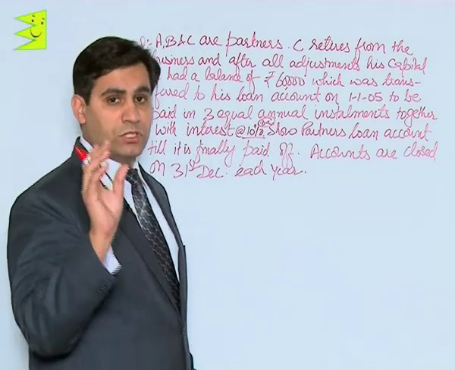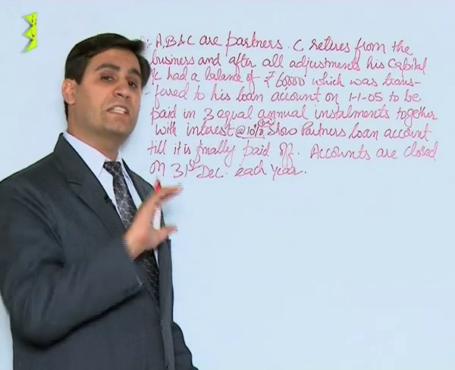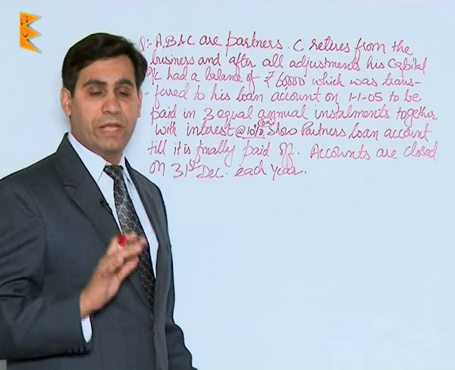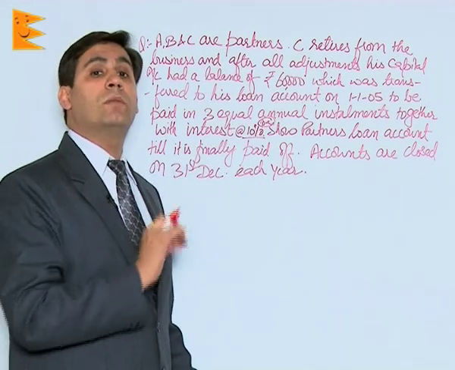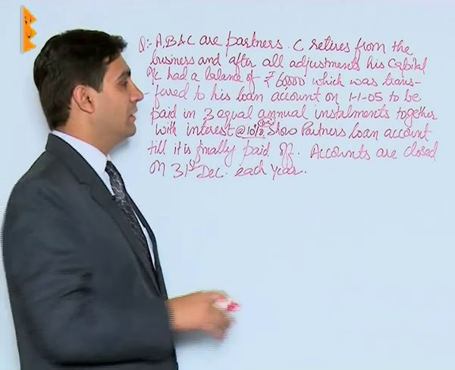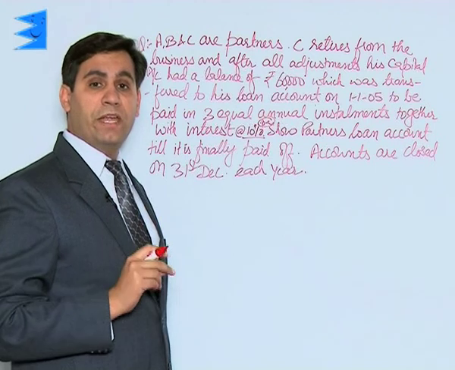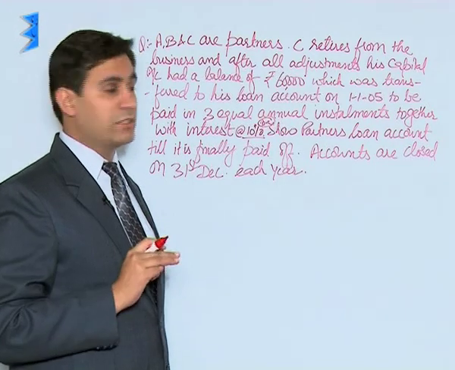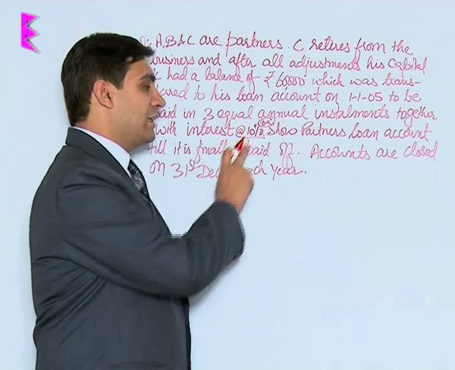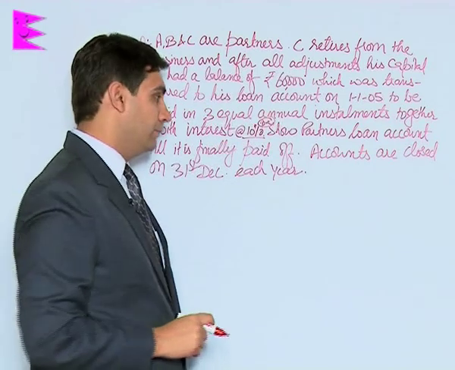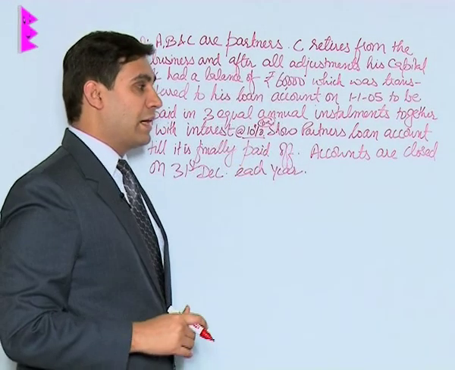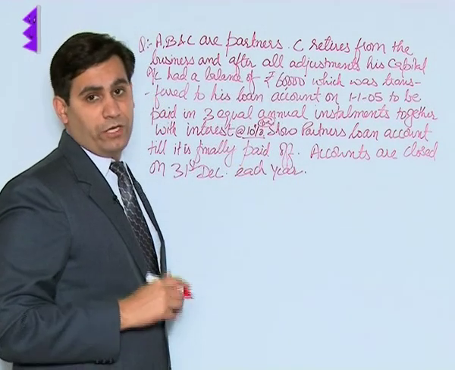So now students, this question makes it very clear that all the adjustments have been done, the capital accounts have been prepared, and the loan balance of the retiring partner is coming to rupees 60,000. This loan is to be paid off in 3 equal annual installments together with interest at 10% per annum. We are required to show partner's loan account till it is paid off.